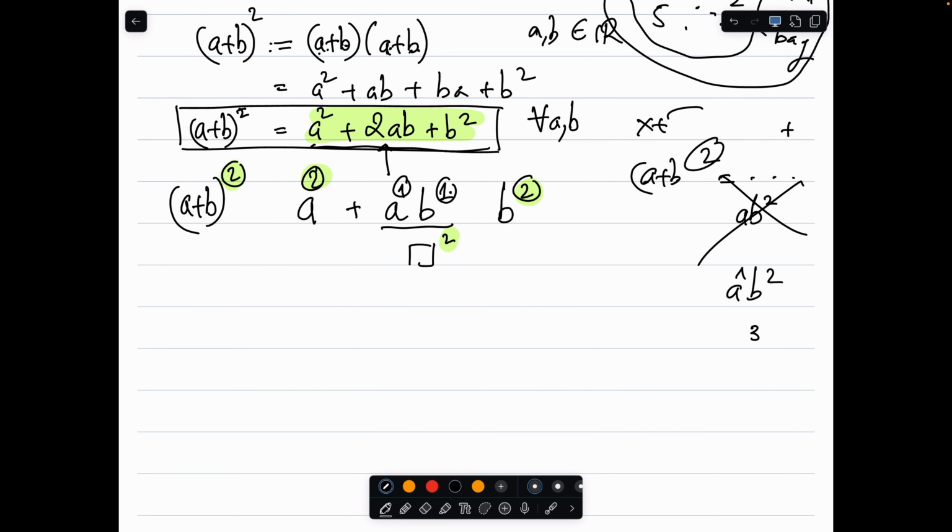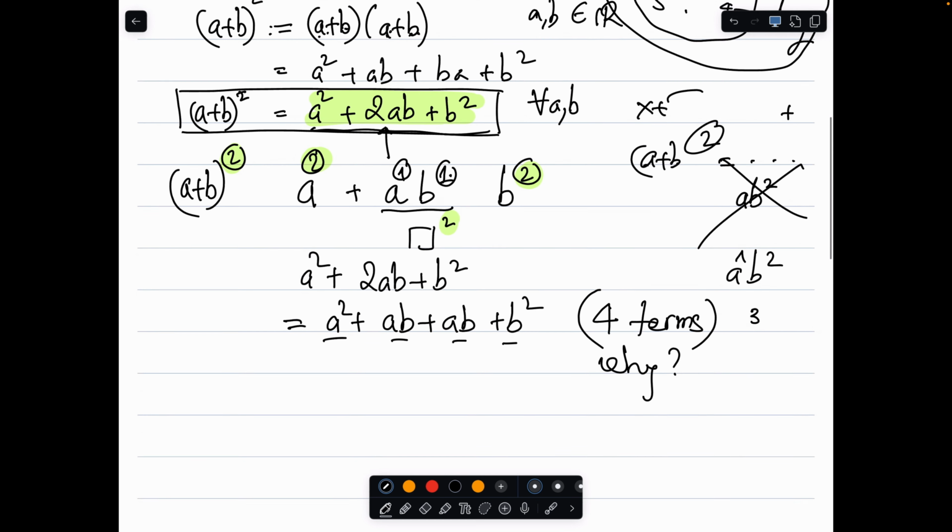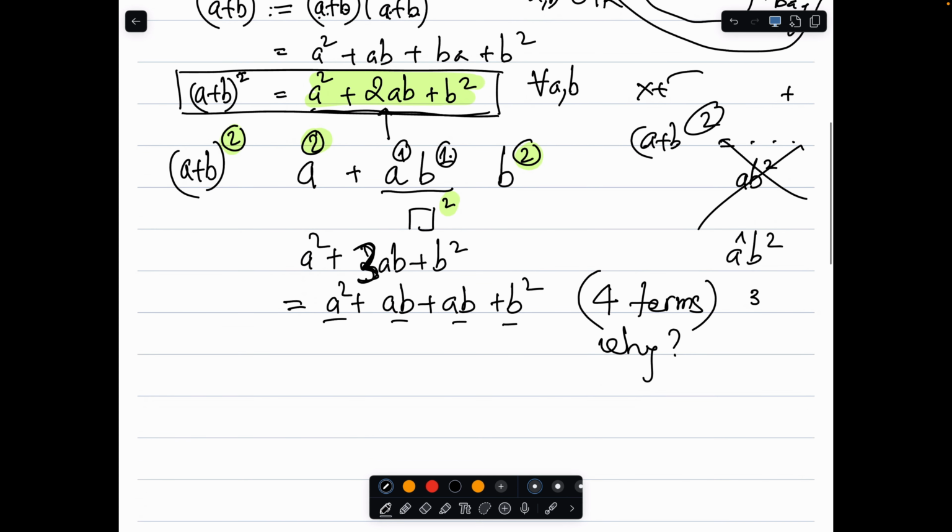And that's still not everything. Why here we have this is equal to a squared plus ab plus ab plus b squared. 1 2 3 4. You have 4 terms. The question is why? Because if you understand that, then if you make this mistake you know that you were wrong. So why?